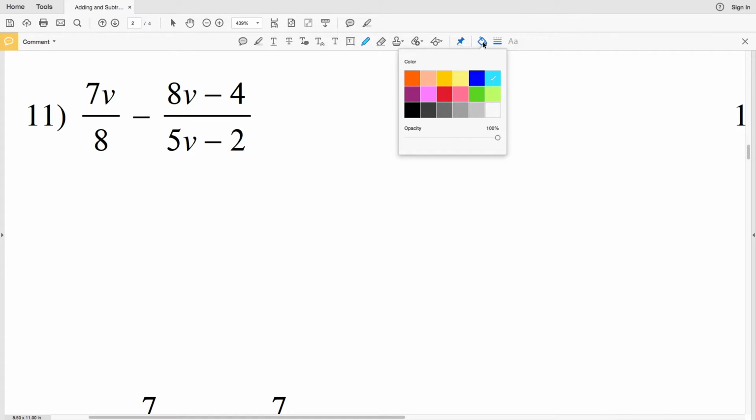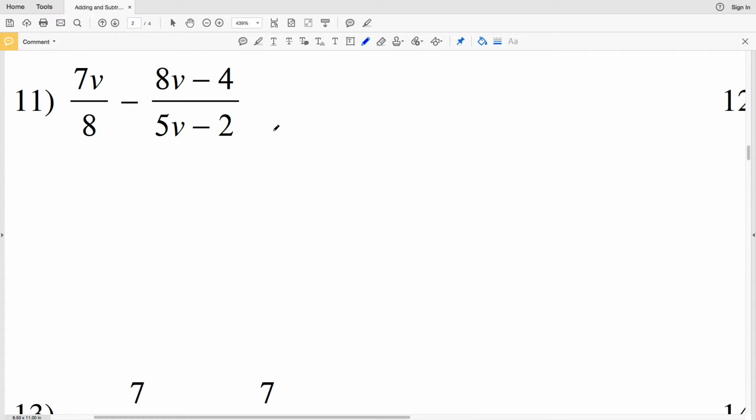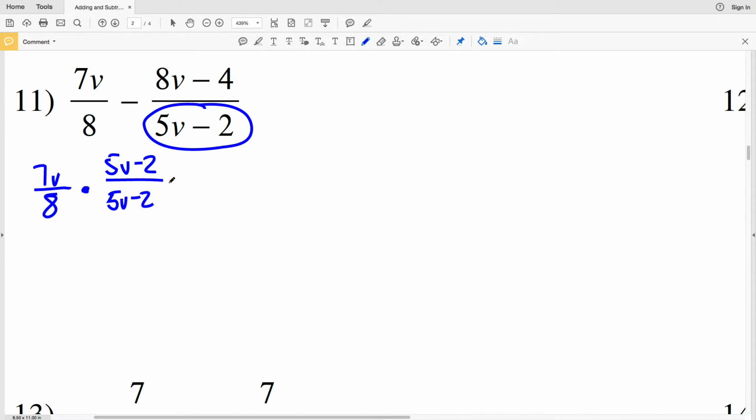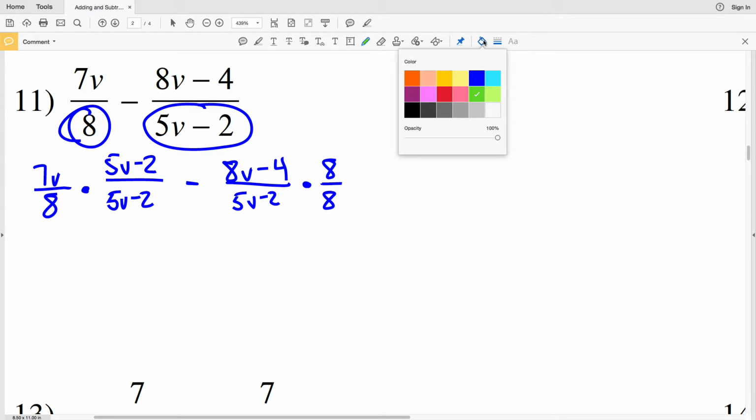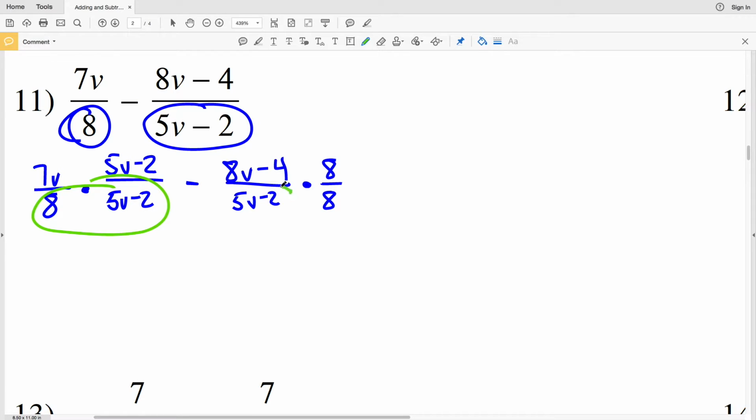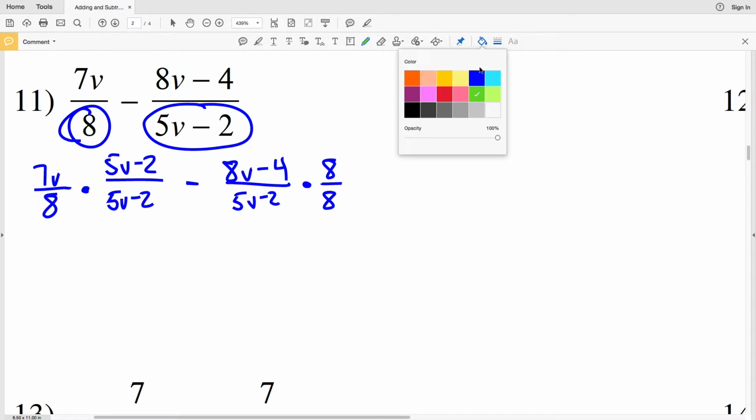Again, for number 11, just like in number 10, I'm going to multiply both my rationals by 1. And that 1 is going to be the other rational's denominator. So 7v over 8 will get multiplied by 5v minus 2 over 5v minus 2. And then we'll be subtracting that second rational, 8v minus 4 over 5v minus 2. However, we're going to be multiplying that by 8 over 8. So you can see that 8 times 5v minus 2 is the same as 5v minus 2 times 8.